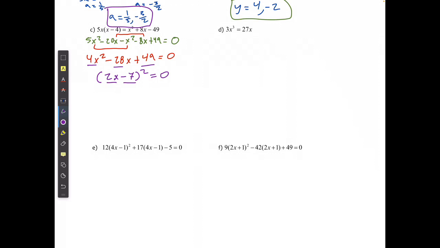Now, because I have two identical factors, 2x minus 7 and 2x minus 7, then it's going to look like I only have one solution. If I have 2x minus 7 is equal to 0, then 2x is going to equal 7, or x is going to equal 7 over 2. In this case, I have two equivalent roots, which looks like one solution.